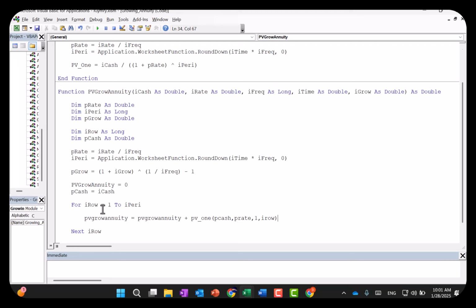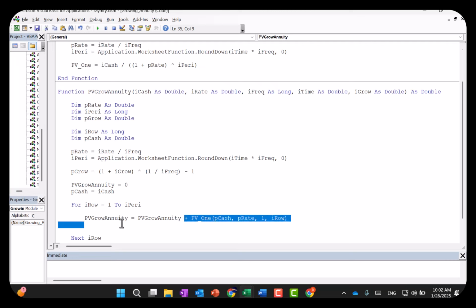Remember, at this point, I'm doing it for each period. That's why I'm using 1 as period and I'm using the period rate. So if I freak is 12, the first time around, this IRO is going to be 1. P rate is going to be the monthly rate. Let's say APR is 6%, P rate is going to be 0.5%. So I'm calculating present value of, let's say, $100 that I'm going to receive in 1 month using 0.5% as the discount rate. That's it.